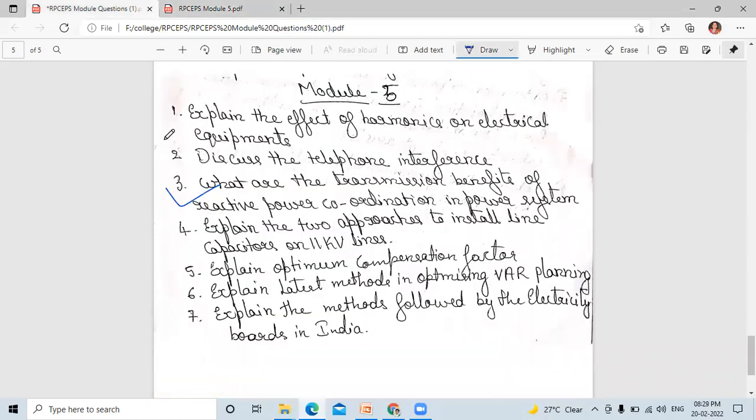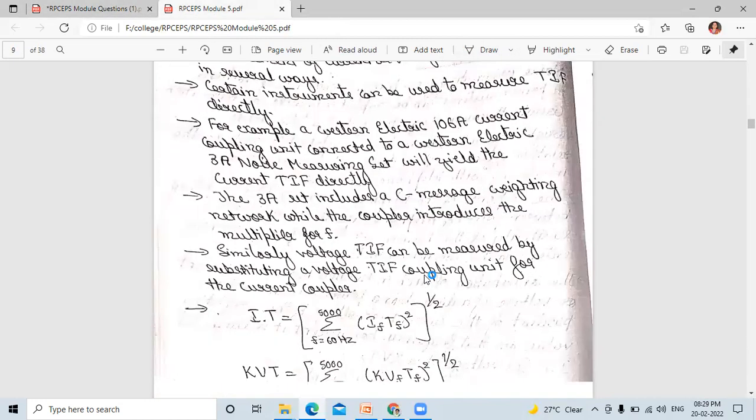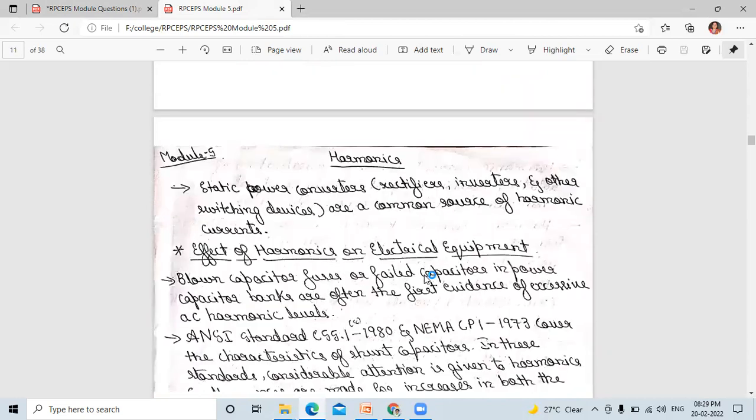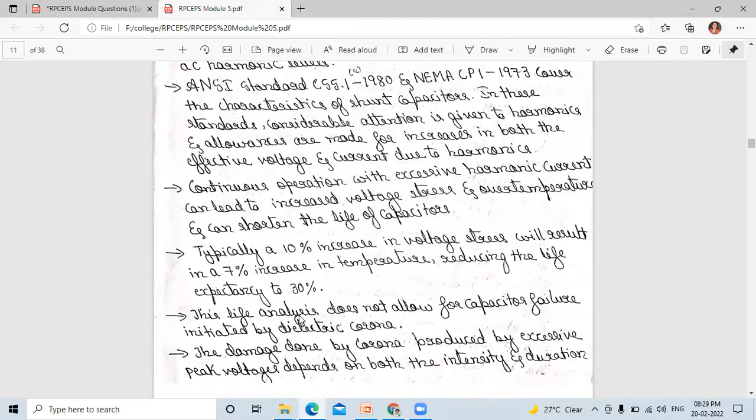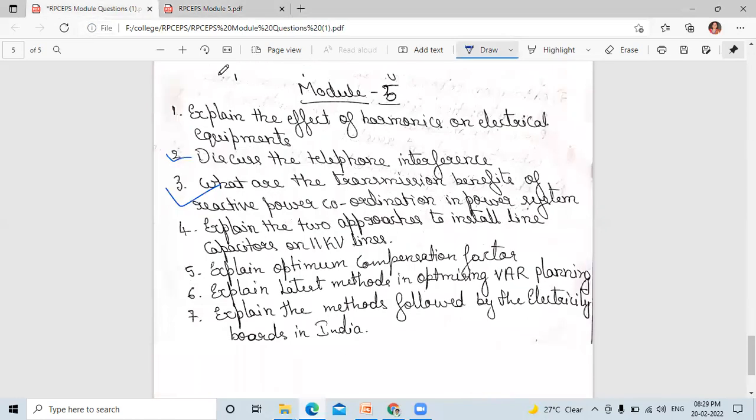Next question is, now we came to know 2 questions. They explain the effect of harmonics on electrical equipment. So this is an easy topic, and I've already explained in an easy way what points you need to mention. You watch the video related to this topic, you'll understand. Next question is, now we have discussed this also: explain the 2 approaches to install line capacitors on 11 kV lines.